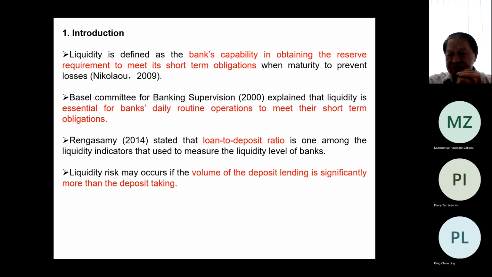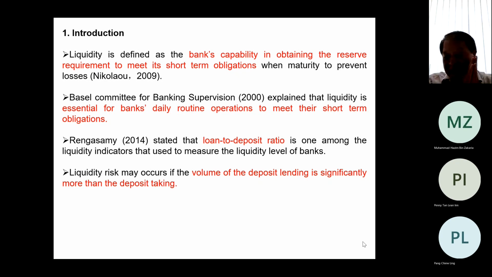Okay. So according to the Basel Committee on Banking Supervision, liquidity is essential for a bank's daily routine operation to meet short-term obligations. Again, the same as the first definition. They have to make sure the bank has enough liquidity when the customer comes and withdraws. Or sometimes the bank also takes another loan, so make sure the bank has sufficient cash to pay.